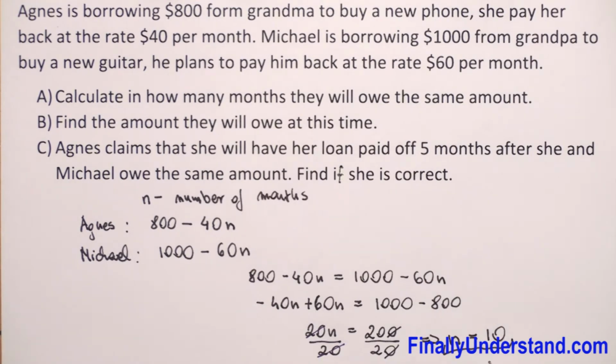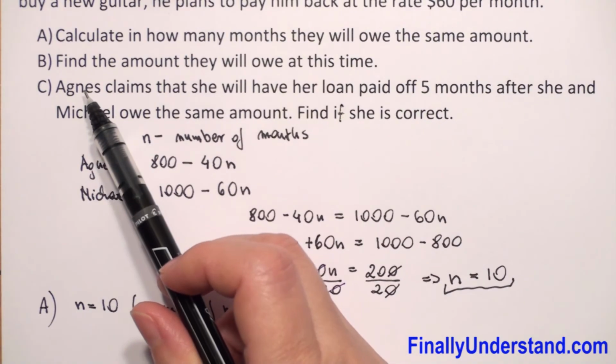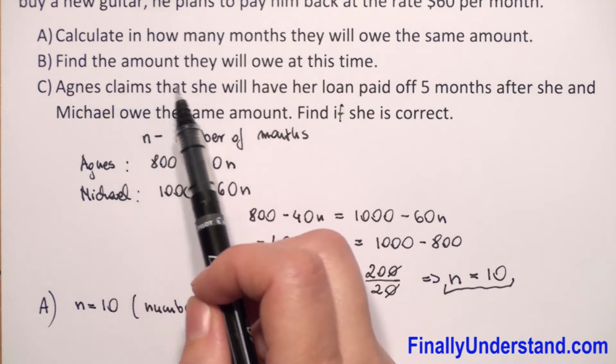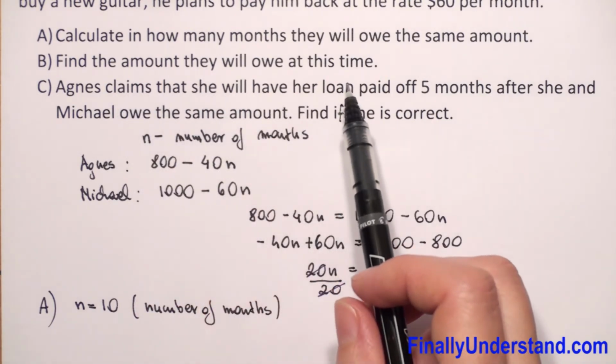We calculated how many months. It is the answer to question A, and the number of months is 10. After 10 months they will have the same amount to return to Grandma and Grandpa. The second question, we have to find the amount they will owe at this time.